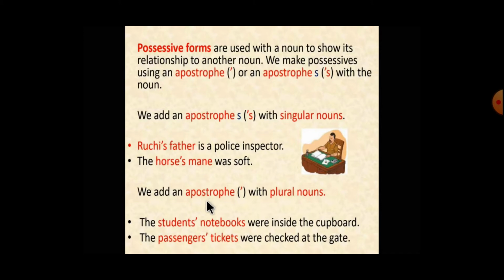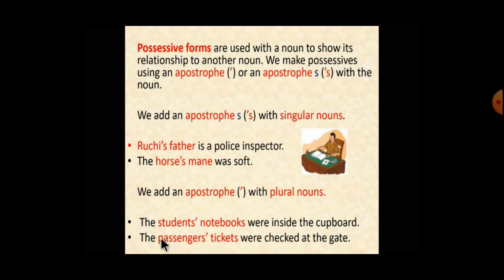Only for plural nouns we have to use just the apostrophe, the sign only, because I already told you that most of the nouns end with the letter s. So we will not put the s again. So the students' notebooks were inside the cupboard. Here students, s is already the part of the plural noun students. So we have to just put the apostrophe, and then all other words, the verbs and objects.